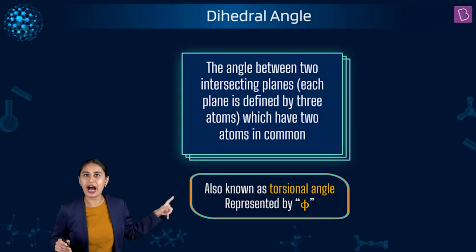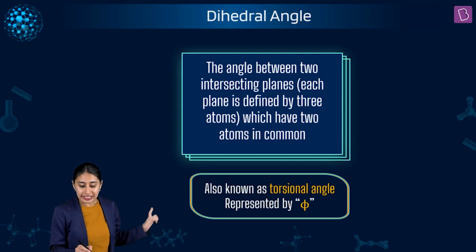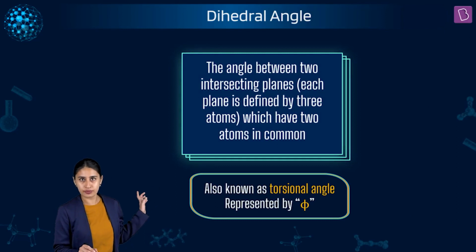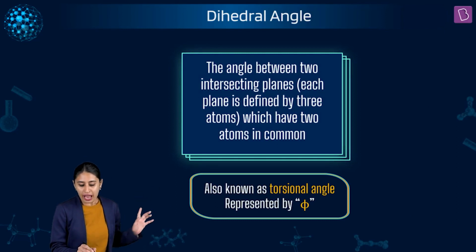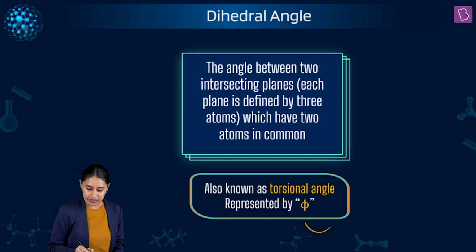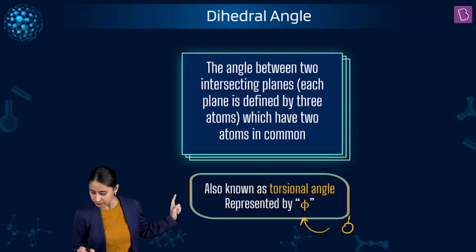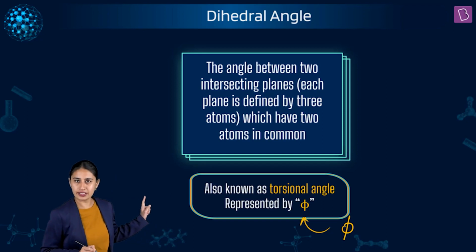What are these dihedral angles? The angle between two intersecting planes. Each plane is defined by three atoms, which have two atoms in common. It's also known as the torsional angle, represented by this symbol out here. Please check, the symbol is clear. It's a phi. This is how we represent it.